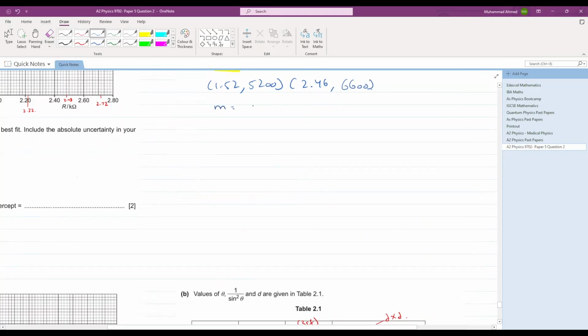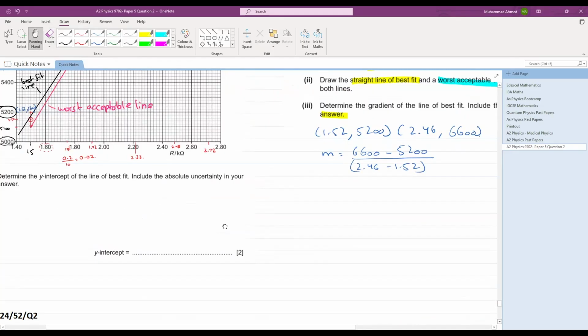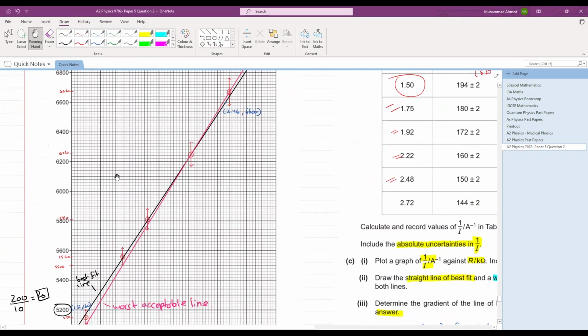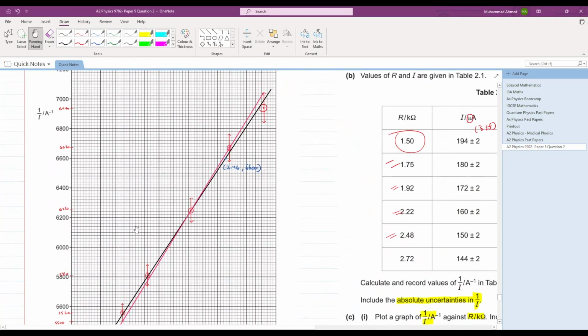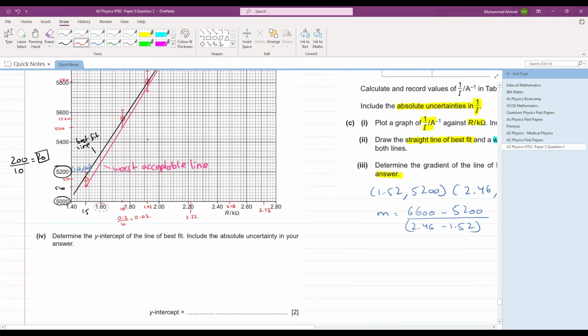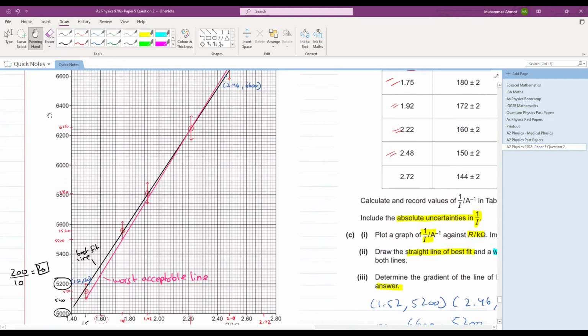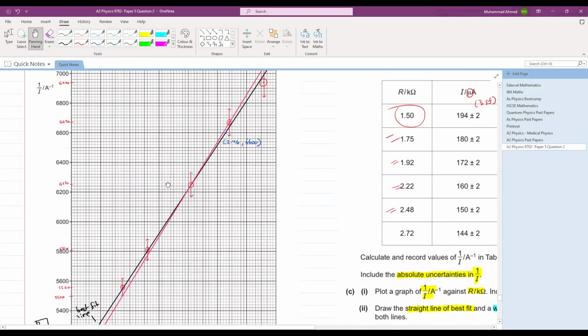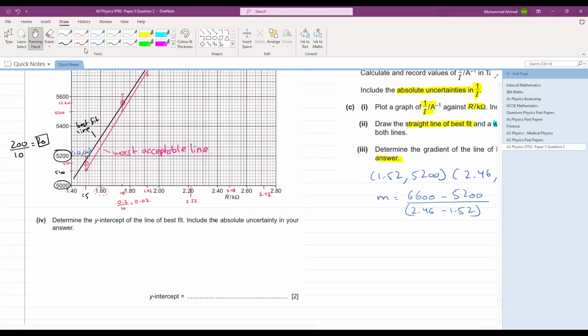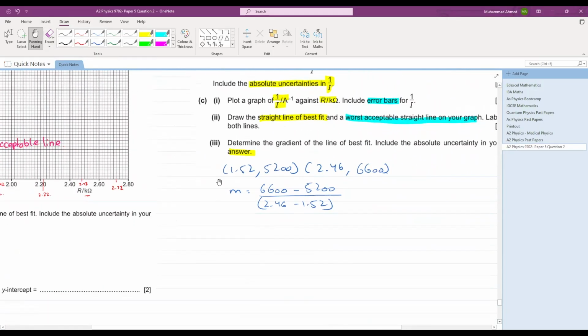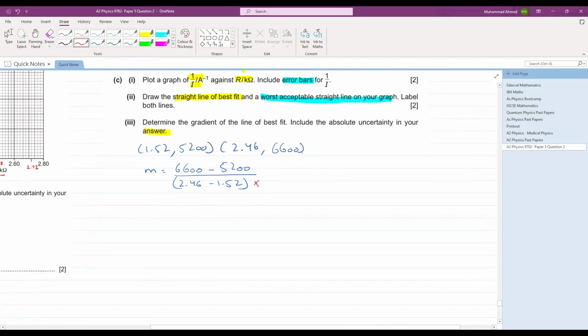Yeah. The gradient is equal to y2, that is 6600, minus y1, that is 5200, divided by x2, 2.46, minus x1, that is 1.52. Now make sure that you include the units on the axes. The y-axis has no kilo or milli prefix, but on the x-axis, you do have such things. You have kilo ohms as your resistance. So you will multiply this by 10 raised to the power of 3.